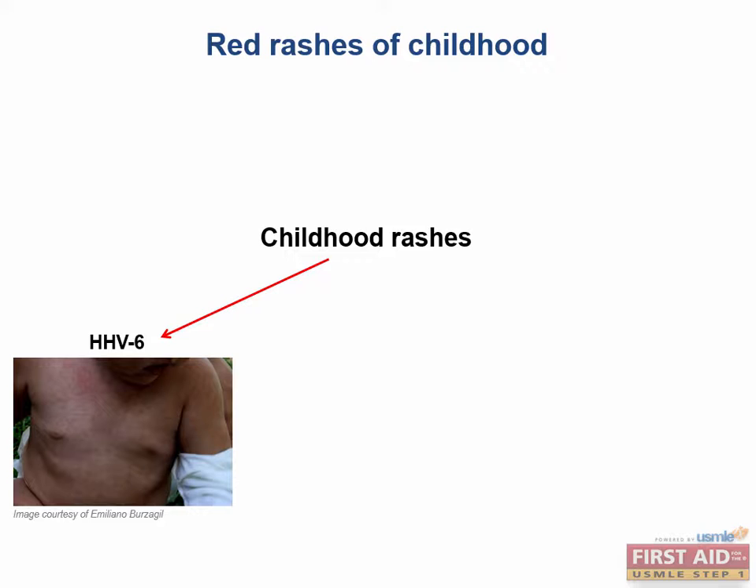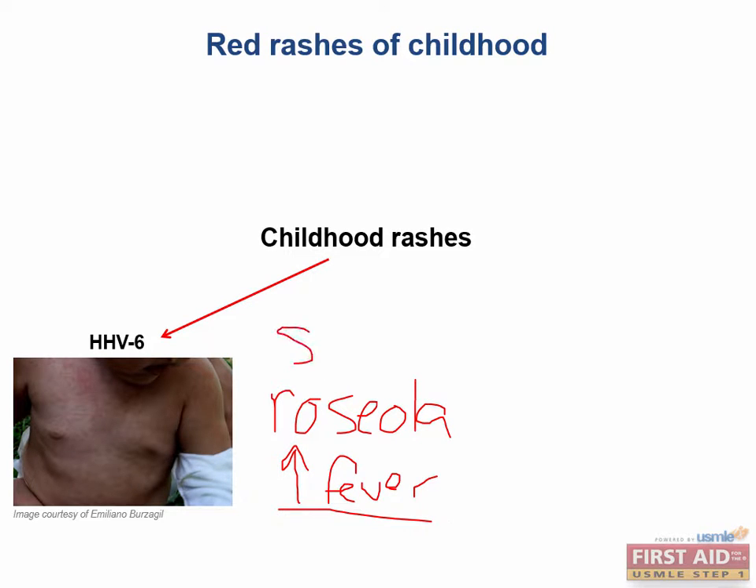HHV6 is a herpes virus that can cause roseola. Roseola is a macular rash, as seen here, that can spread over the entire body. This rash usually appears several days after a very high fever, and it usually infects infants. In fact, the fever can get so high that it can lead to febrile seizures.